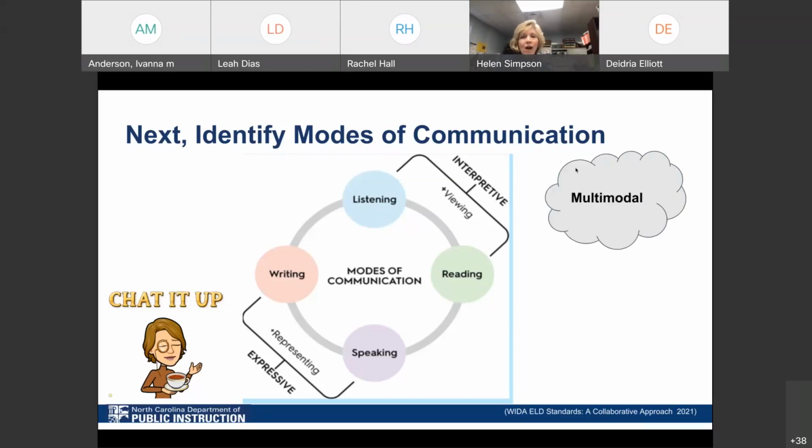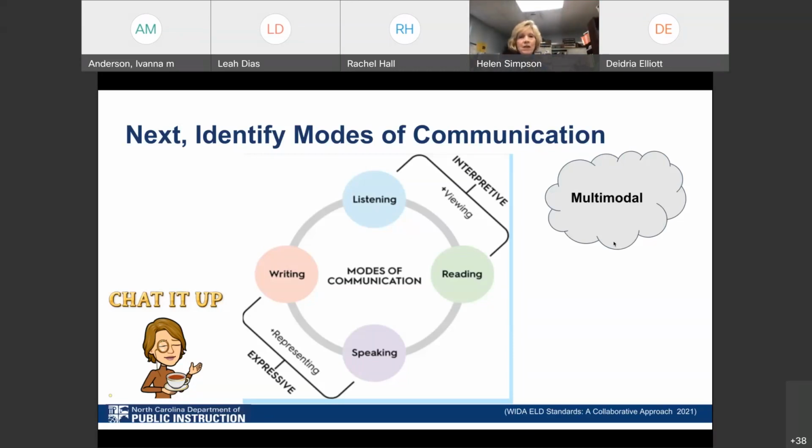And so what we have is that shift toward multimodal communication, recognizing that English language learners will communicate in a variety of ways rather than just the simple four domains of language. I love the adding of the layer of complexity that our multilingual learners can communicate to us with.